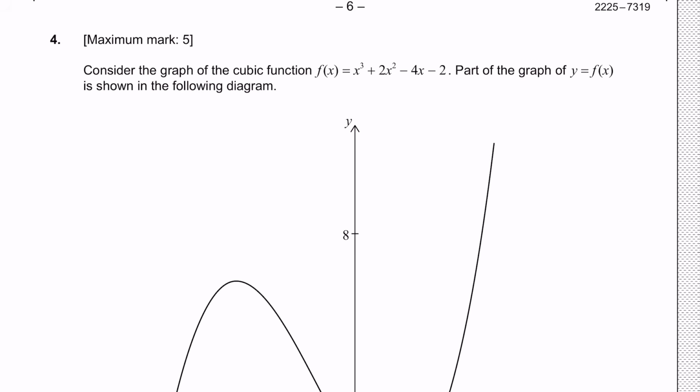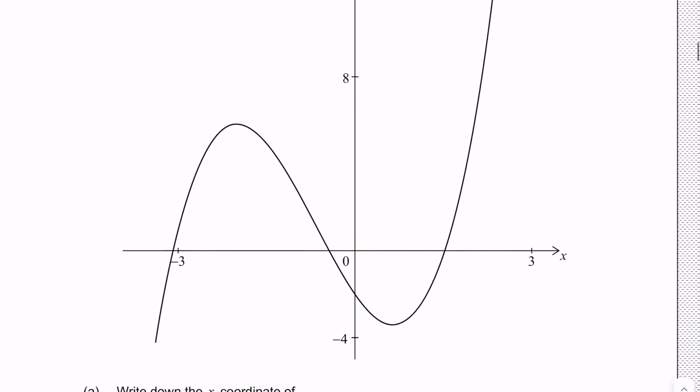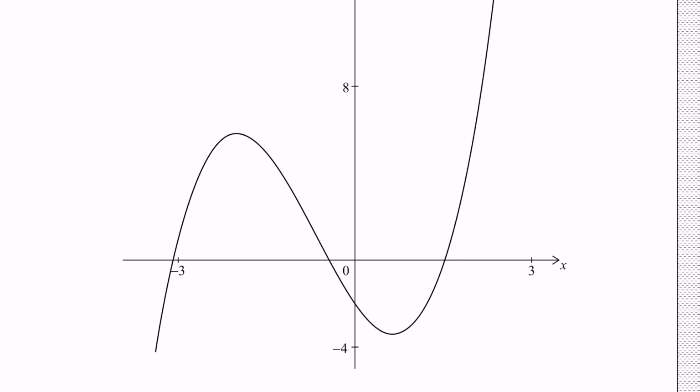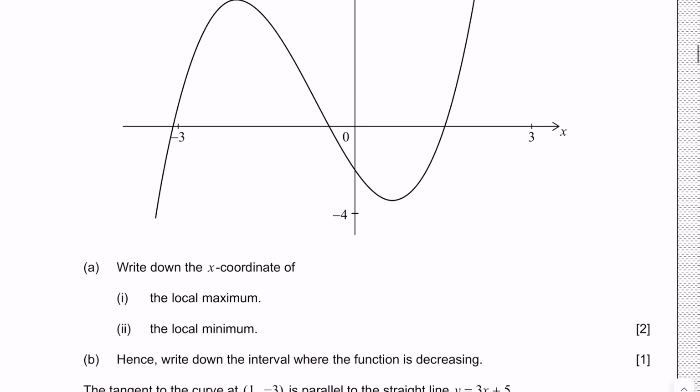Question 4. Consider the graph of the cubic function f of x is equal to x cubed plus 2x squared minus 4x minus 2. Part of the graph of y equals f of x is shown in the following diagram. So here we have our cubic function right here. Write down the x-coordinate of the local maximum and the local minimum.